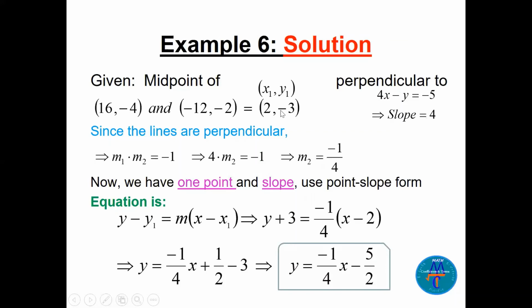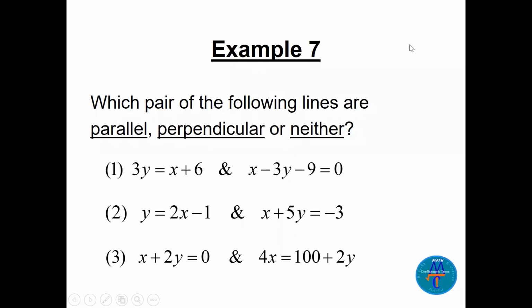So I use now the midpoint, which is x1, y1. This is the point in the middle. So it will be minus 1 over 4, the slope here, and then y plus 3 according to the formula, x minus 2, multiply. This is minus 1 over 4 x. Minus 1 over 4 times minus 2 is plus half. Take 3, it becomes minus 3 on the other side. LCD is 2. So this is the equation. Let's look at example 7 now.